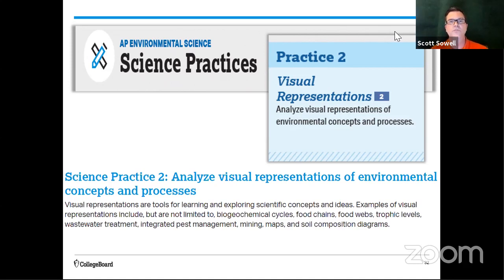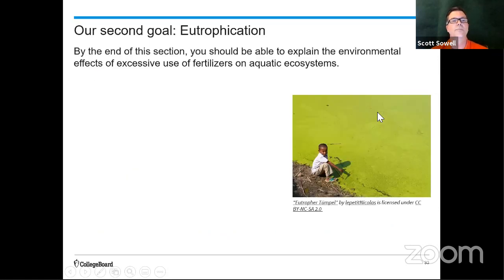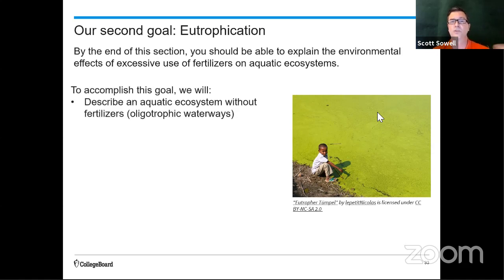So those visual representations individually, you need to understand them, but then you also need to be able to use them in other contexts. So by the end of this section, you should be able to explain the environmental effects of excessive use of fertilizers on aquatic ecosystems. In order to get you to that understanding, we're first going to talk about systems where that problem is non-existent. So that's oligotrophic waterways. Oligotrophic waterways do not have this excessive fertilizer being dumped into them. So we're going to study that first.